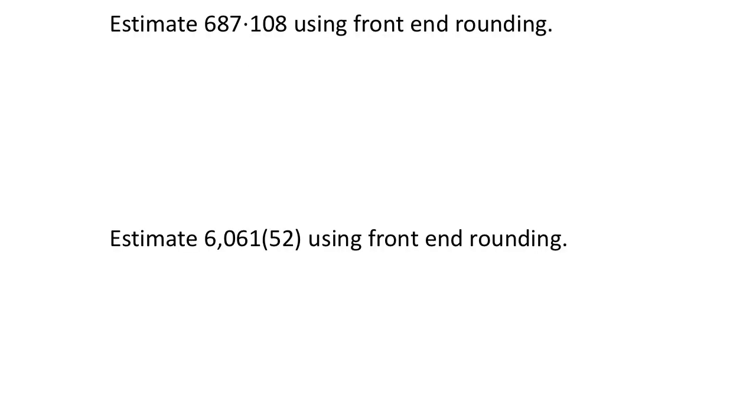So this first one, it's 687 times 108 using front-end rounding. So I would go to the front end of both numbers, I would round, and then whatever I get out of that, that's what I'm going to be multiplying together. So I would start with the 687, so I start with the 6 in the hundreds place value. In the tens place value is an 8, which is 5 or more, which means I need to add 1 to the hundreds place value. So 687 front-end rounded becomes 700.